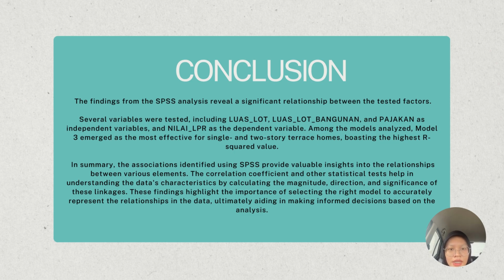So in summary, the association identified using SPSS provides valuable insight into the relationship between various elements. The correlation coefficient and other statistical tests help in understanding the data's characteristics by calculating the magnitude, direction and significance of this linkage. This finding highlights the importance of selecting the right model to accurately represent the relationship in the data, ultimately aiding in making informed decisions based on the analysis.